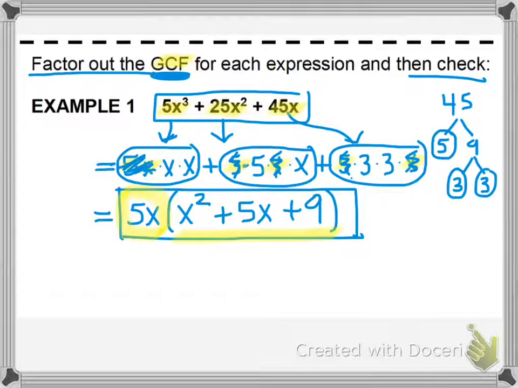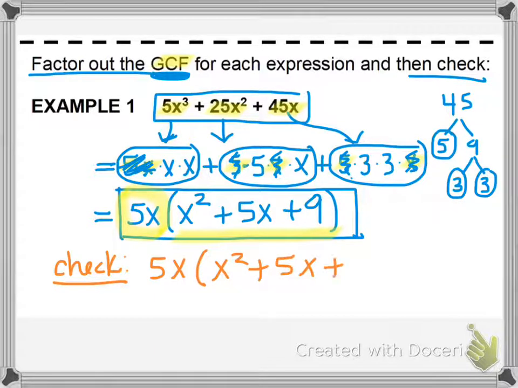Now what we're going to do here is check it. You always want to check it, and this will feel a little bit more familiar. So to check it, I'm going to rewrite it, 5x times x squared plus 5x plus 9. So this is the factored form. To check it, I'm going to simplify it. I'm going to actually distribute that 5x back in. We're going to multiply, multiply, multiply. Let's see what we get.